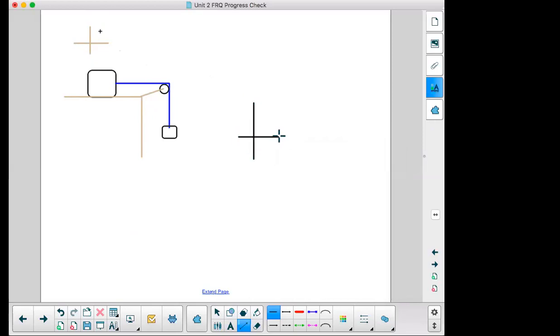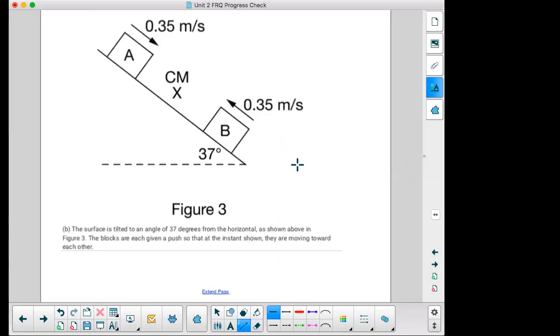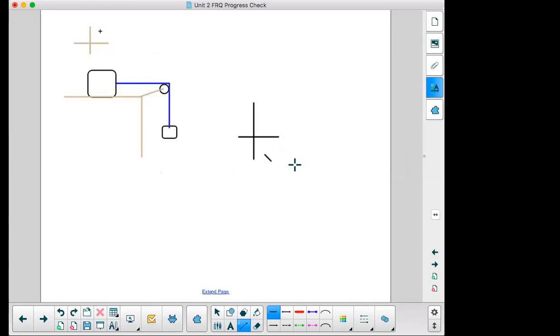Coordinate system. Sure. Okay. Somebody, I think Andre said sure. So he wants to call down negative and up positive. Okay. Now, I want the acceleration. That's what we're after. A equals question mark.